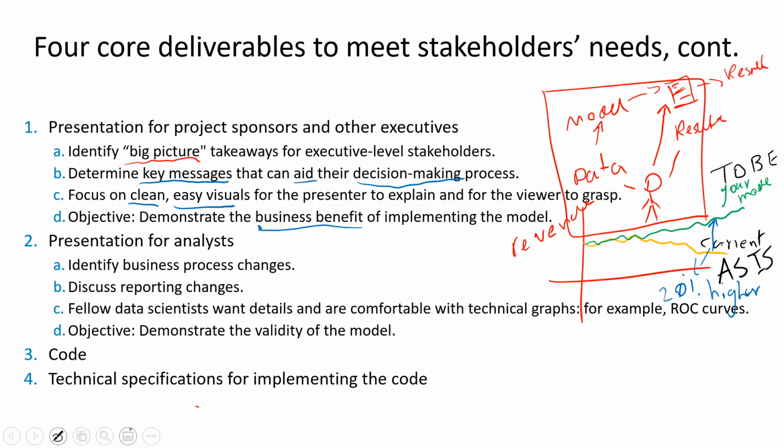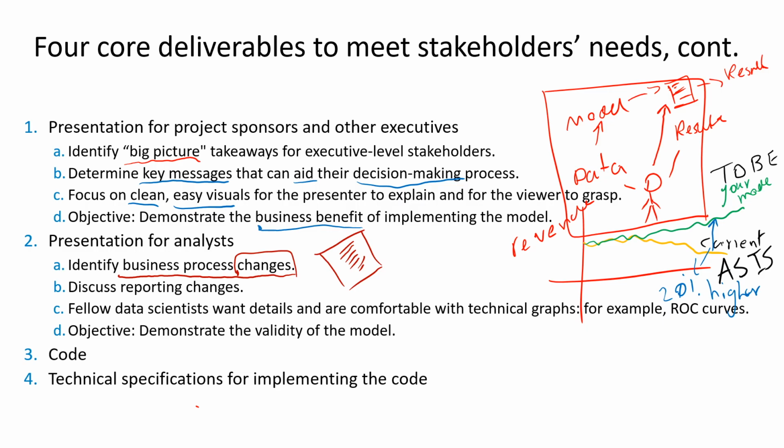So now when you want to present for the analyst, it's a little bit different. When you're presenting for analysts, they want to make sure that your model is correct, that your assumptions are correct. So first, you need to make sure that you are identifying the changes that are happening to their business process. The way they were doing things yesterday is now different. It's going to change in different ways. You need to maybe provide them with some documentation of the new business process model.